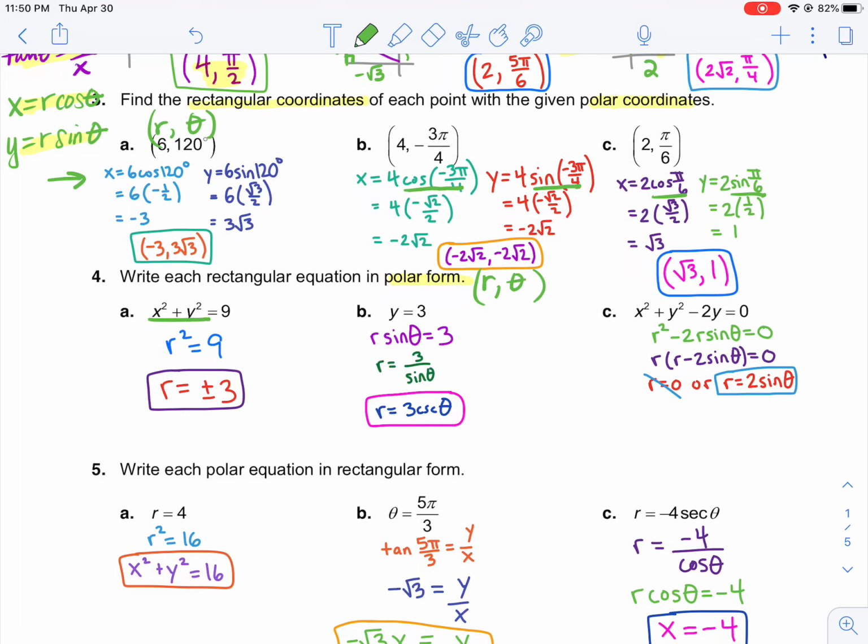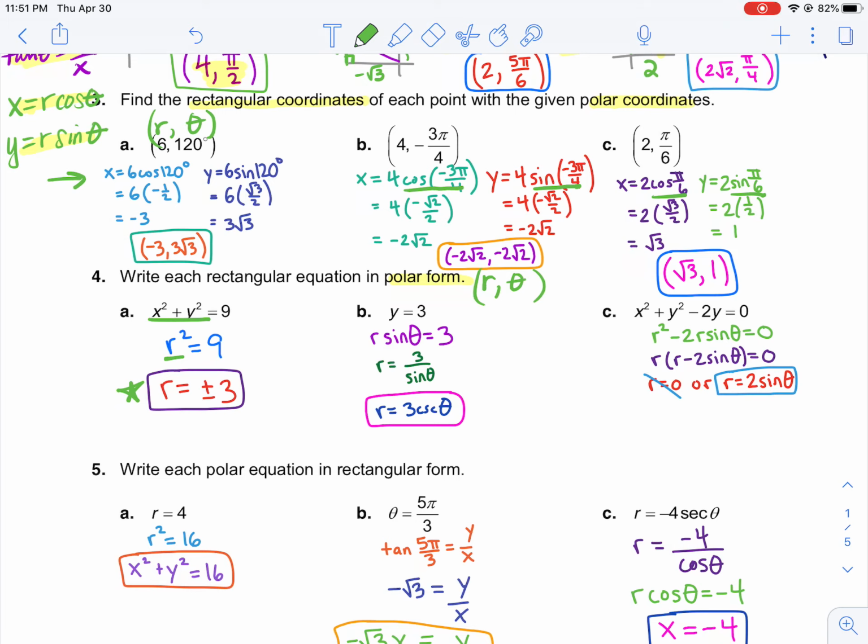So let's see, x squared plus y squared, this looks familiar. X squared plus y squared is equal to r squared. R squared equals 9, and then if I took the square root of both sides, I get r equals plus or minus 3. So this is in polar form because it doesn't have any x's and y's, it only has r's and thetas in it.